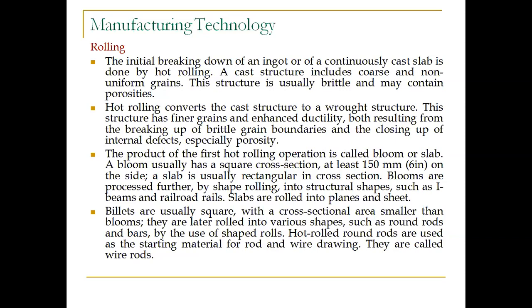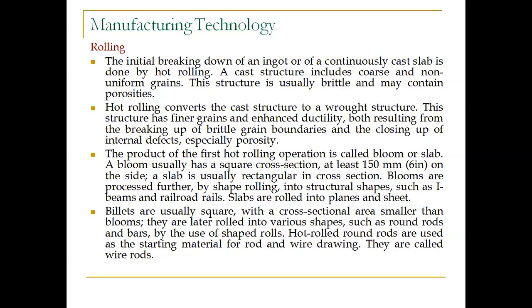And the third point is the product of the first hot rolling operation is called bloom or slab. A bloom usually has a square cross section at least 150 mm or 6 inches on the side. A slab is usually rectangular in cross section. The blooms are processed further by shape rolling into a structural shape such as I-beam and railroad section. Slabs are rolled into plates and sheet.